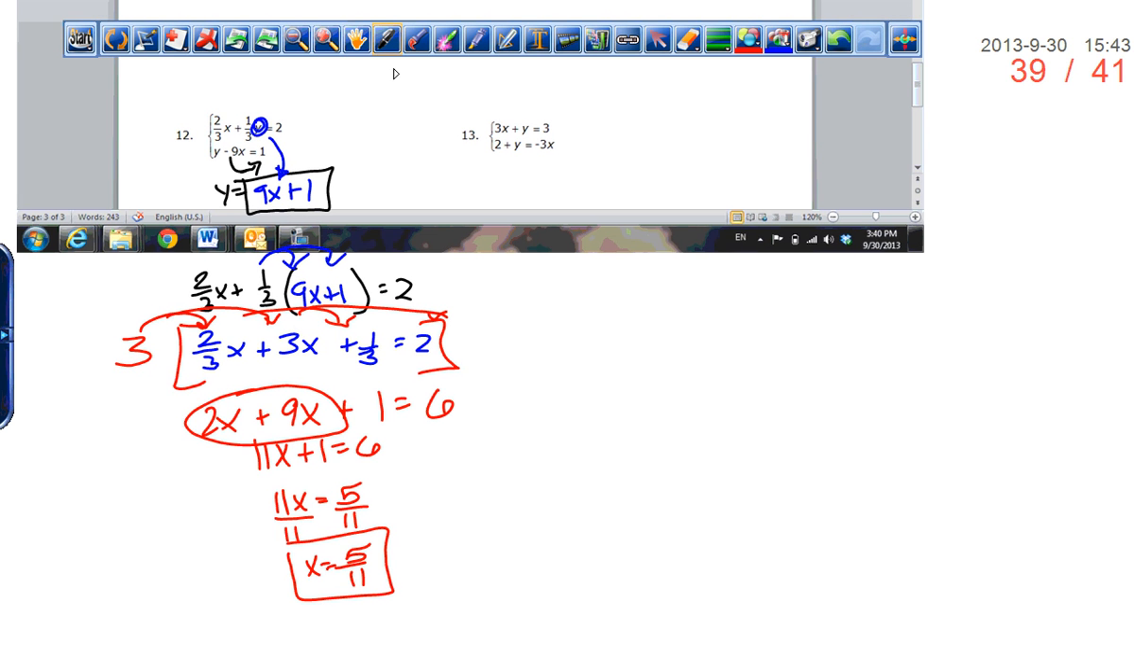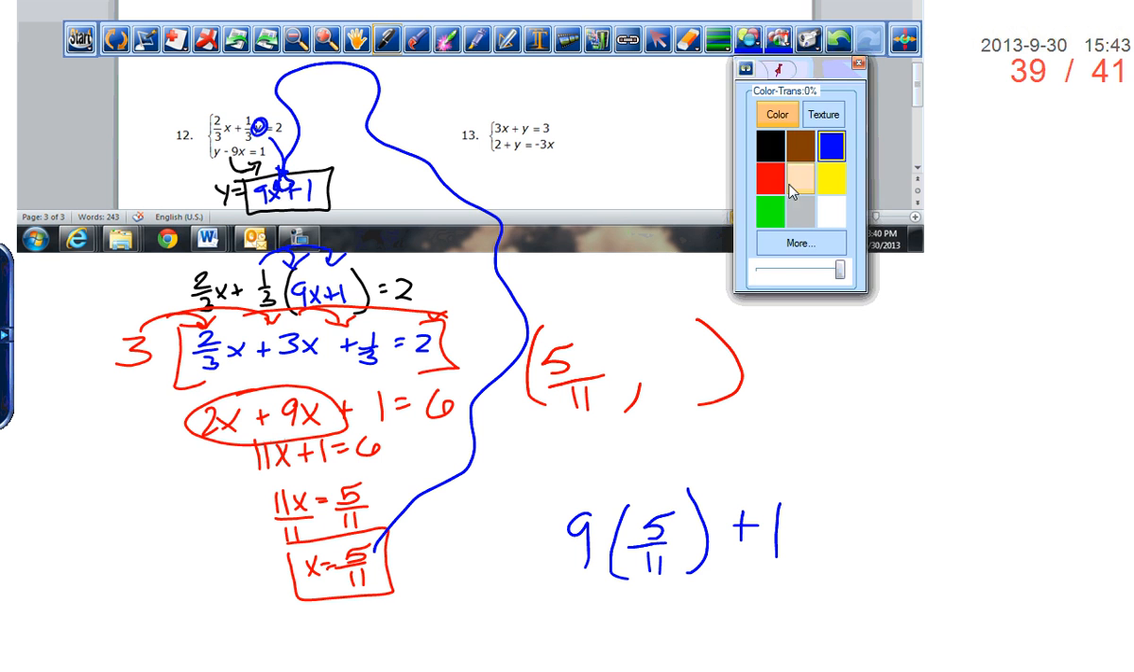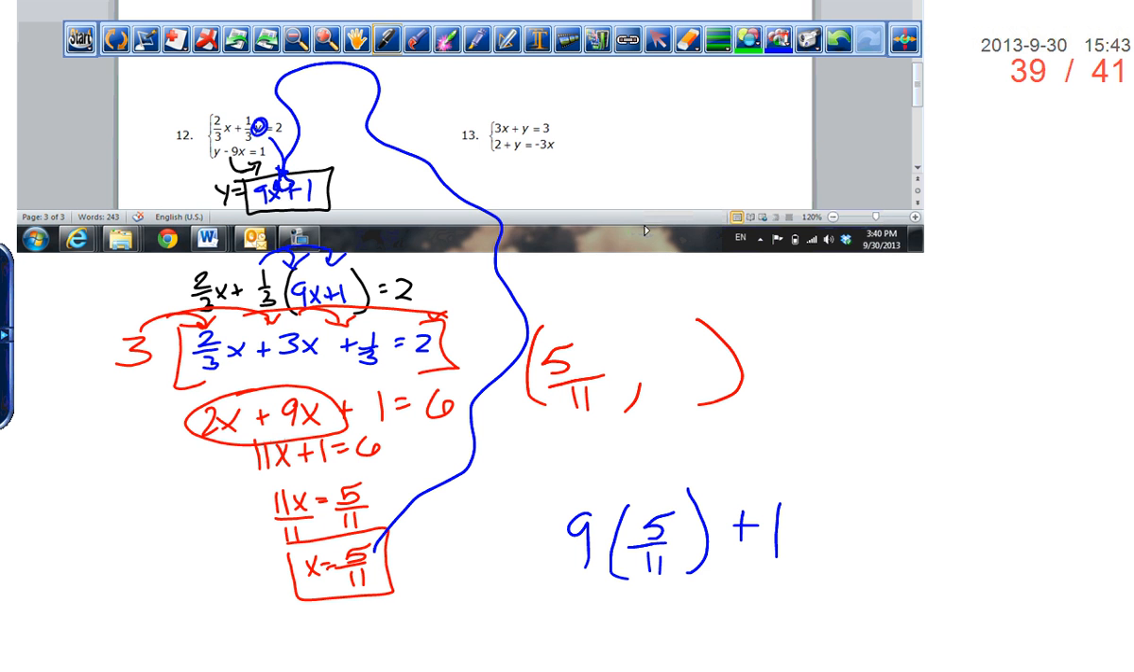Okay. I just got x, but I want an ordered pair. I got 5 over 11, comma, I need something else. So you substitute now in the x, right? Right, we use our x. Let's plug 5 elevenths in right there. So 9 times 5 elevenths. You can do either one. So you can do it for the top one? Okay.